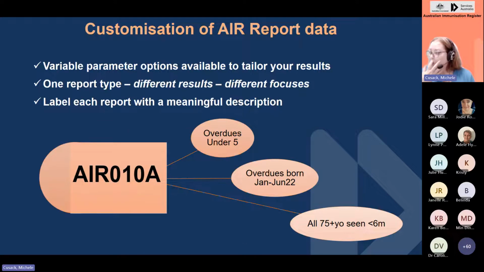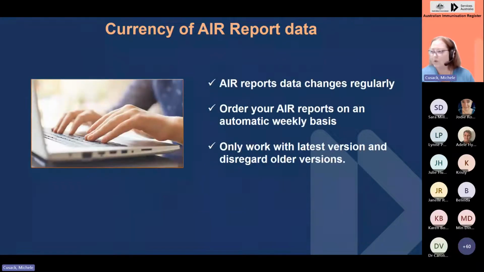So there are options. When you request an AIR report, you customize it to what actually suits your needs. So you can use a report and you can actually get a multitude of customized results. For this reason, when you do request a report, you should label each report with a meaningful description. You won't need to worry about calling it the AIR 10A because that's going to come back in the title anyway. So that's why you can add whatever it is that you might actually be looking for in your database or in the AIR database. So once a report is requested, you can modify it as well. I will show you that shortly.